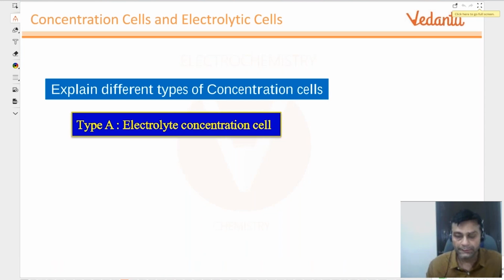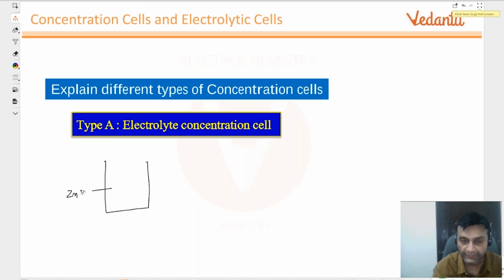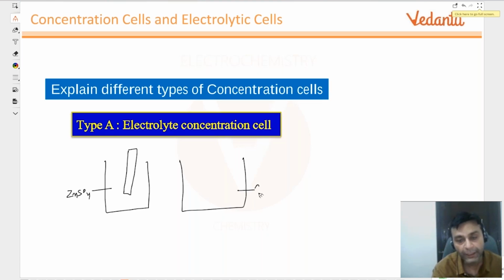Now, I discuss the concentration cell, the electrolyte concentration cell. This is a new type of cell now. Consider, here I have zinc sulfate and a zinc rod. In another beaker, I have copper sulfate and a copper rod.